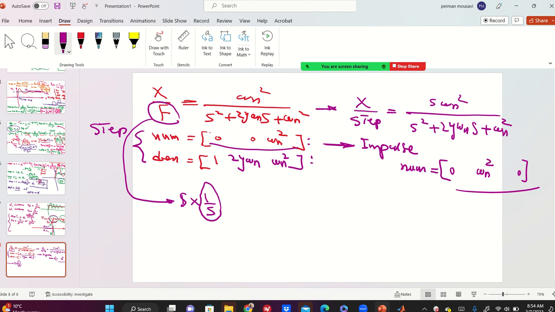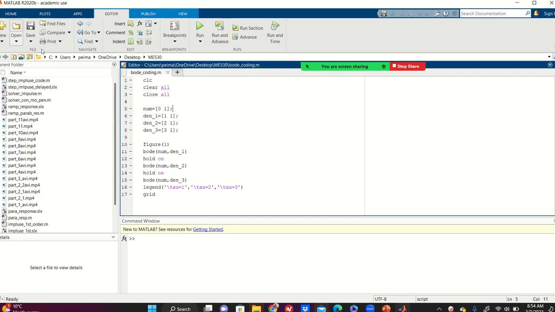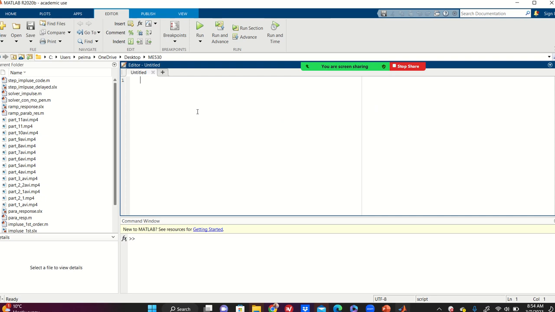Okay, so let us do that. So I'm gonna say clc, clear all, close all. Now, omega n of the system is, I don't know, 5 radian per second. Zeta of the system is a very undamped system, 0.1.